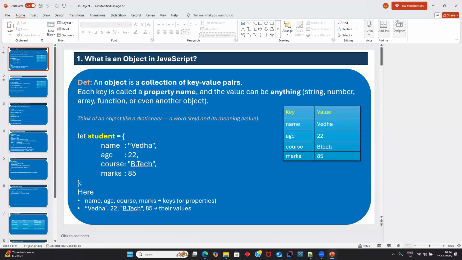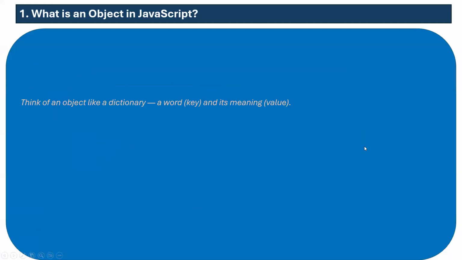Let's open it. Yeah. Guys, I was talking about objects, right? I have given a note here. See, think of an object like a dictionary. If you have a dictionary in your hand, how will it be? On the left side you have a word, on the right side you have a meaning, correct? That way, guys, your objects will work.